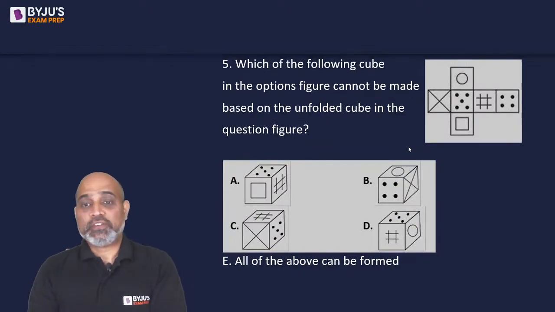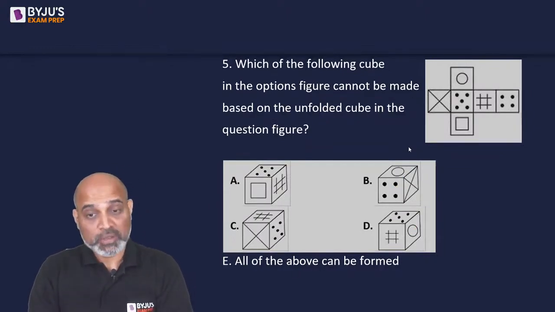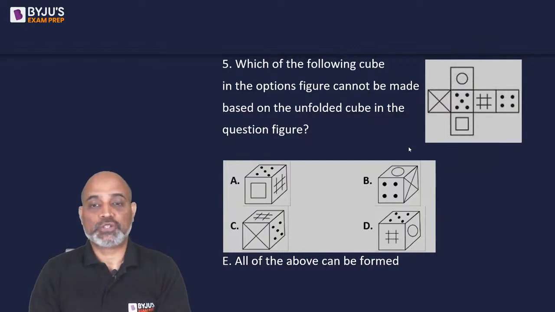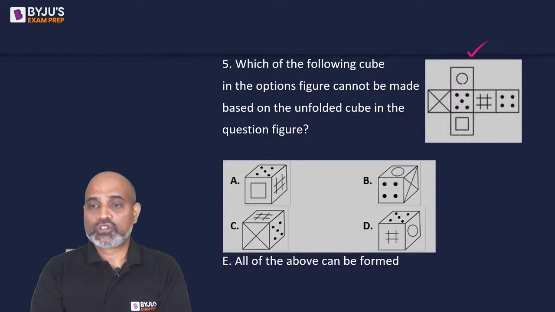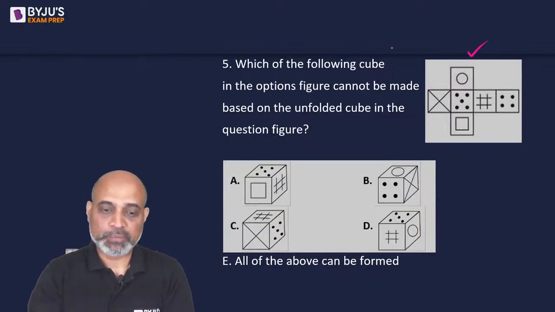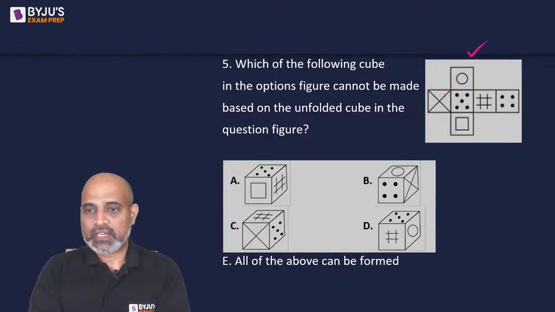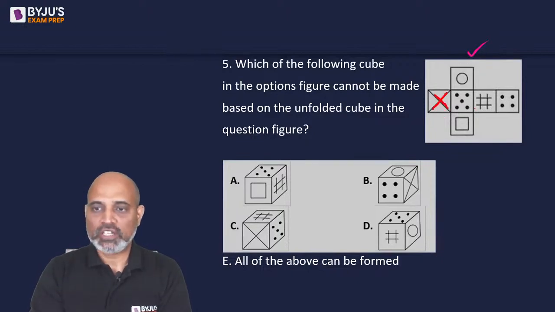Okay, next one. Which of the following cubes in the options figure cannot be made based on the unfolded cube in the question figure? So we have the sheet of paper where the T shape figure is drawn. If you fold it, you will get a die, or a cube. So which out of these 4 are we going to have, or can all of the 4 be formed? If you look at the symbols, and if you remember, we have seen this before, the symbols that are alternate are going to be opposite of each other, right?